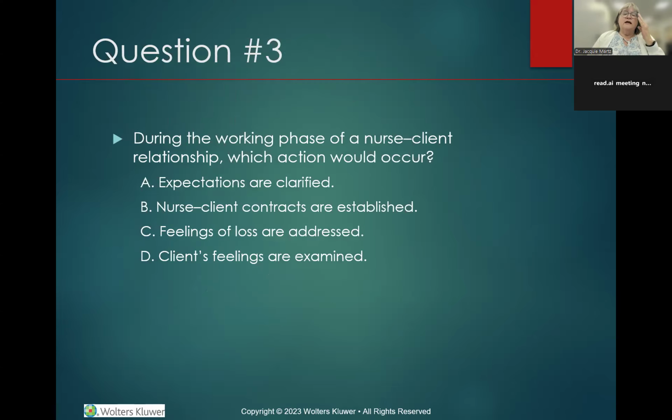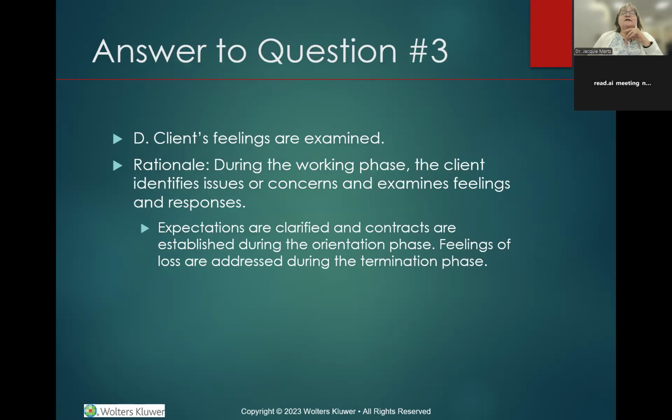So during the working phase in a nurse-client relationship, which action would occur? Working phase. Is it the contracts, the feelings of loss, feelings are examined, expectations are clarified? Which action? Client's feelings are examined. That's when you're working on it, okay? Contracts being established and expectations are all during orientation. Feelings of loss are addressed during termination.